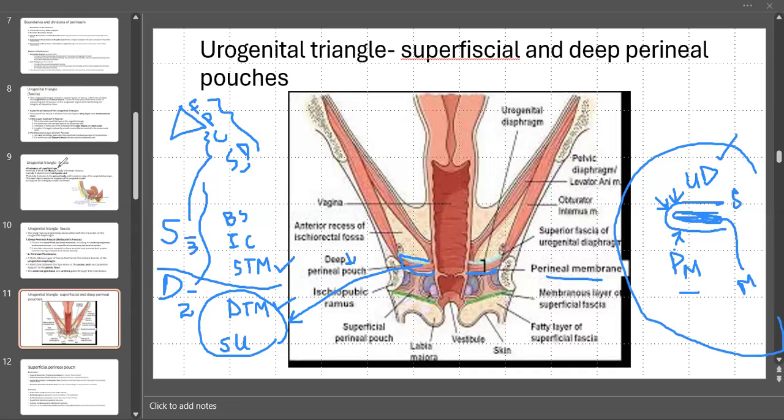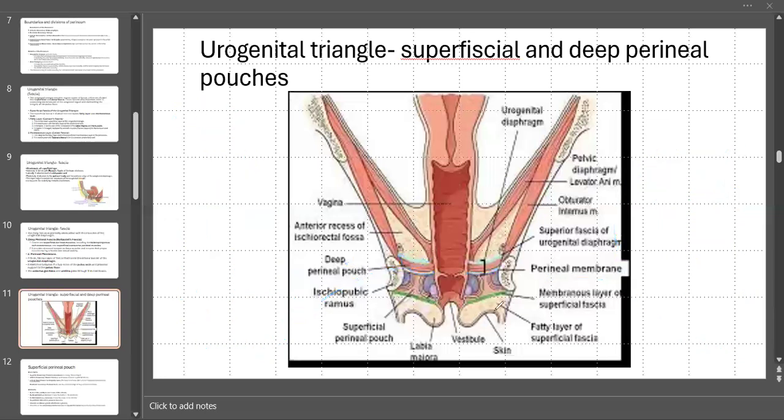And now what is left? Superficial perineal pouch is left. Superficial perineal pouch is right in front of our eyes. This is superficial perineal pouch. This one.